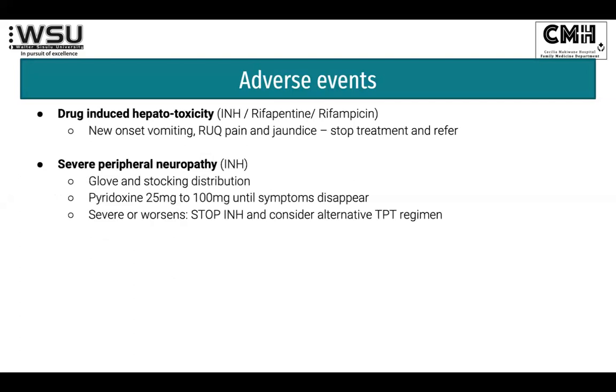If patients have severe peripheral neuropathy, then you can up your pyridoxine. Just a reminder that there's now a threshold of not going over 100 milligrams of pyridoxine, because actually high doses of pyridoxine also give peripheral neuropathy. But if it's not responding to the pyridoxine, if the symptoms don't disappear, then it's not worth it to give it. And you might have to stop the INH and consider an alternative regimen. Actually, gastrointestinal symptoms are quite uncommon. So if they do have them, just make sure it's not a DILI.